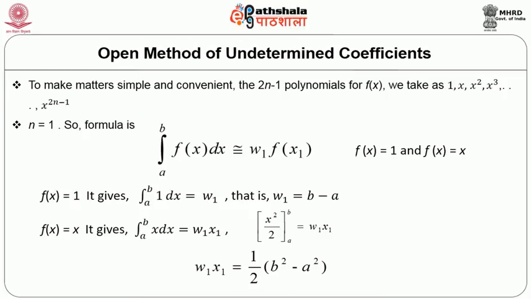Integrating 1, the integral of dx with limits a to b, we get b minus a. So we get the first equation: w1 is simply b minus a. And secondly, we put f(x) equal to x here. So the integral from a to b of x dx is equal to w1 x1. The integral of x is x square by 2, limits of integration are a and b. So we get b square minus a square by 2 is equal to w1 x1.